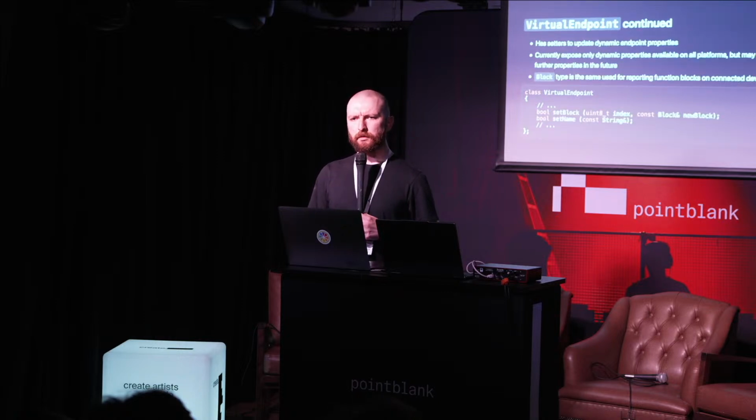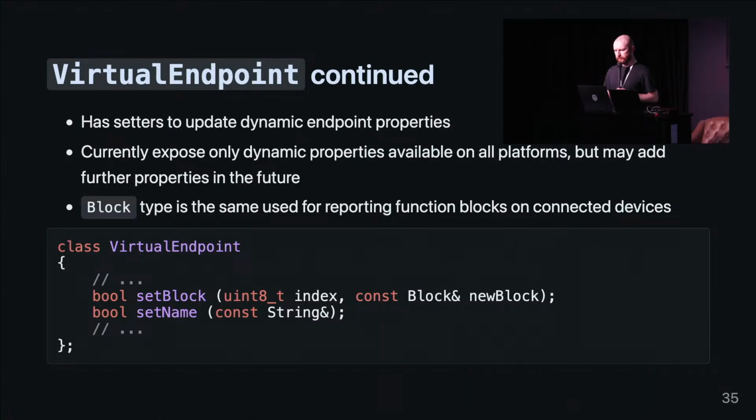Virtual endpoints also have a couple of dynamic properties. So the function block configuration might be dynamic. So we've got this function to set a new function block layout. And we've also got a function to set a new name on the endpoint. So both of these changes, you can call these functions, and then the changes that you've made should show up on other connected UMP devices.